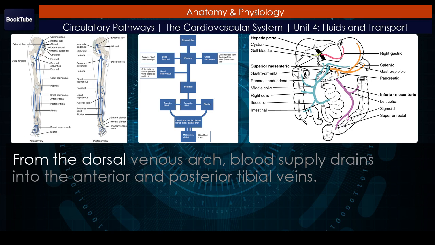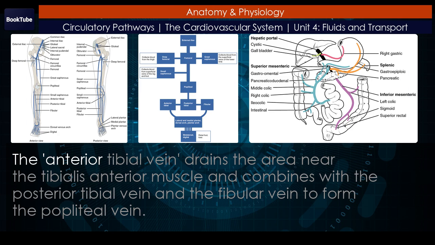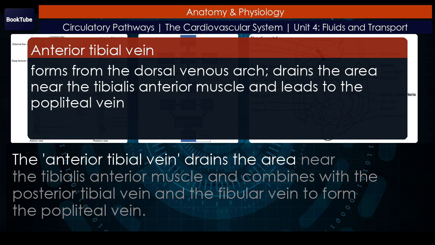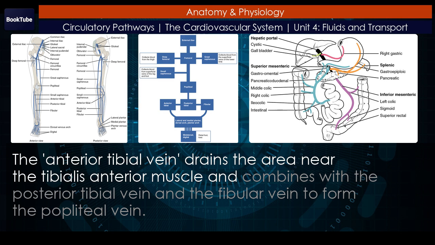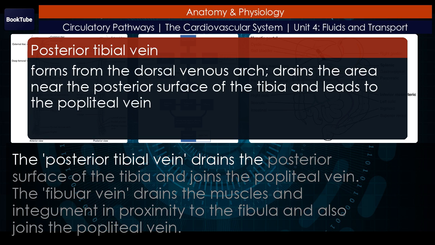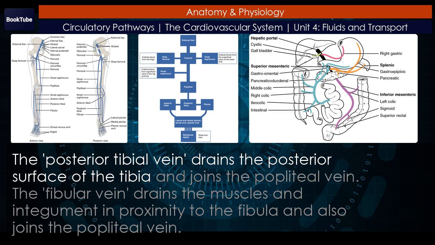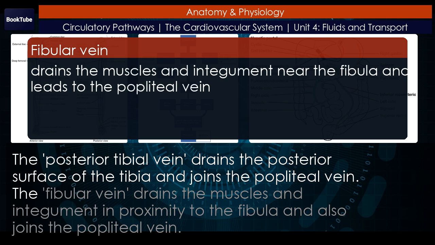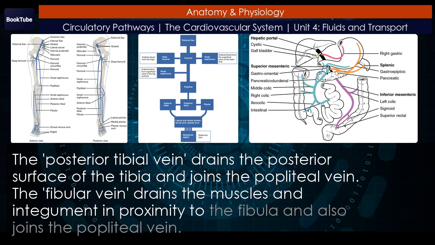From the dorsal venous arch, blood supply drains into the anterior and posterior tibial veins. The anterior tibial vein drains the area near the tibialis anterior muscle and combines with the posterior tibial vein and the fibular vein to form the popliteal vein. The posterior tibial vein drains the posterior surface of the tibia and joins the popliteal vein. The fibular vein drains the muscles and integument in proximity to the fibula and also joins the popliteal vein.